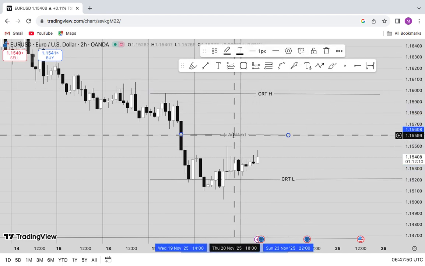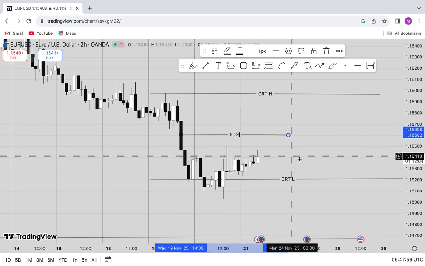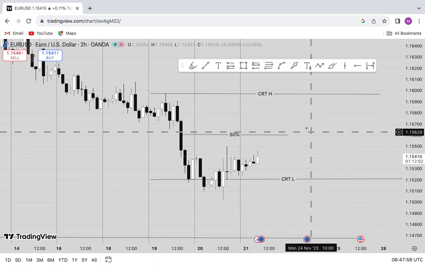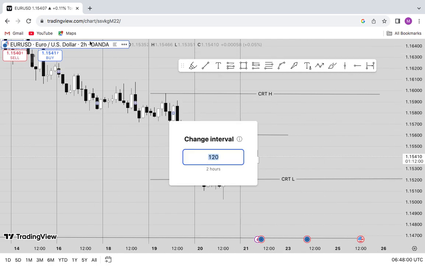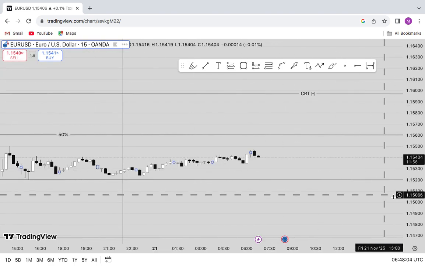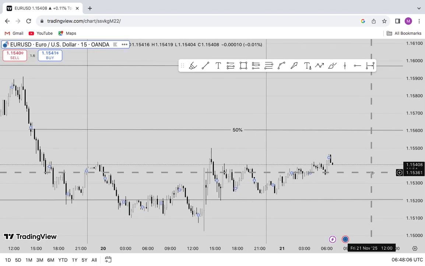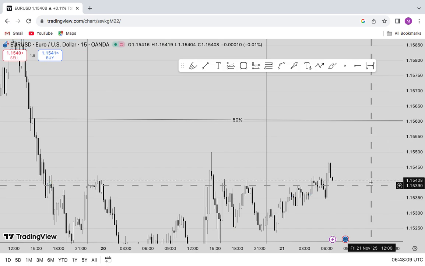I'm going to mark out my 50% of the key level, and I'm going to head straight to the 15 minutes. So now, what am I looking at?